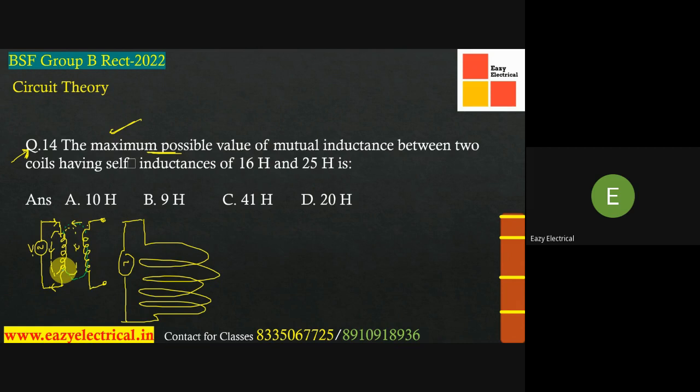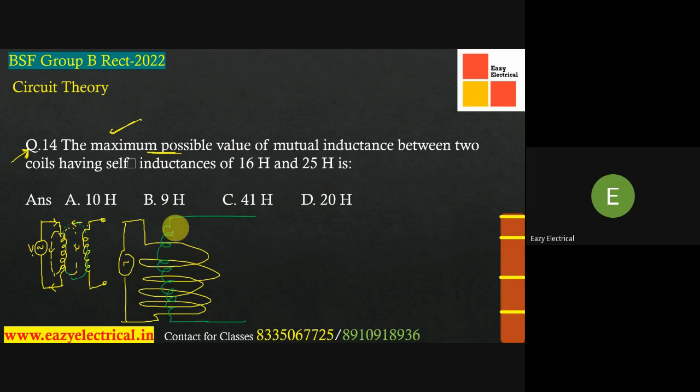Can you say in which condition it is possible? The maximum interlinking of the flux, in which condition it is possible? When does the maximum flux linkage happen from coil 1 to coil 2? If you can put this coil 2 inside this coil 1, that is the case where the maximum amount of flux can be linked, right or not?